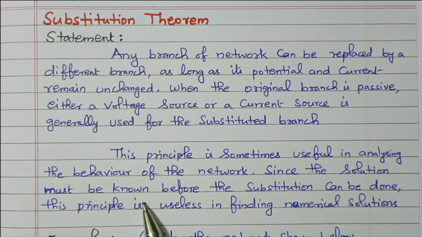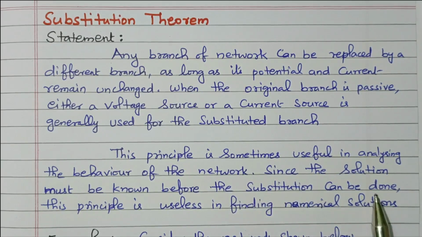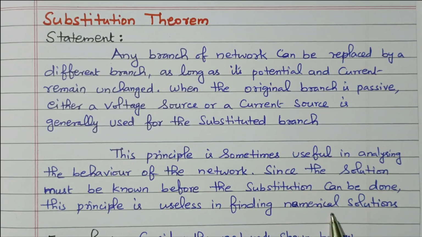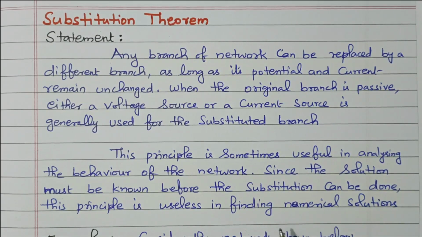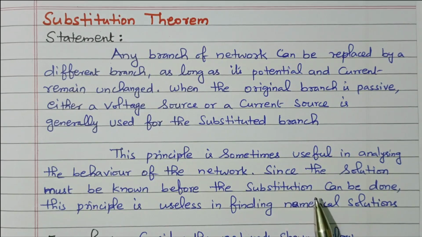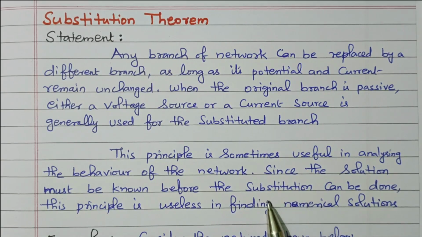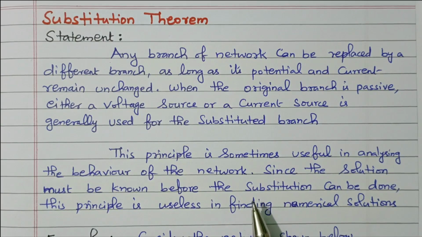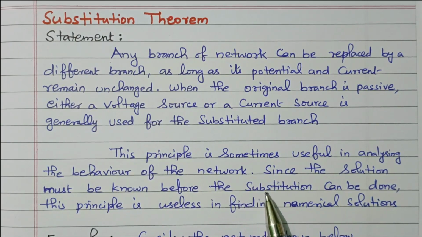Since the solution must be known before substitution can be done, this principle is useless in finding numerical solutions. So we can only analyze the network; numerical solutions are not available. The solution must be known before the substitution, so we should know the voltage and current, and thereafter we substitute. So we cannot solve numerical problems with it, we can only analyze the network. Replacing a branch by a different branch without affecting current and voltage is nothing but the substitution theorem.